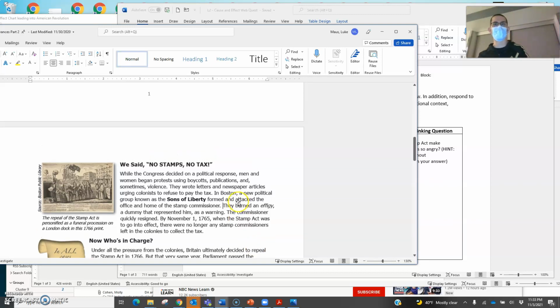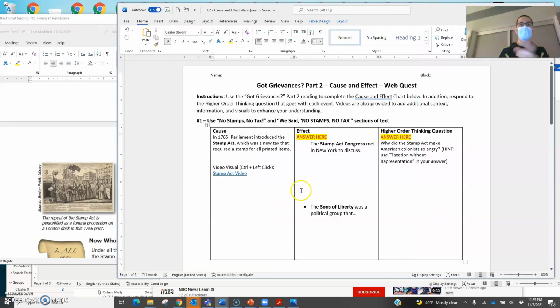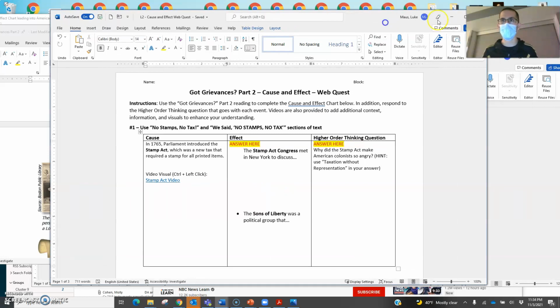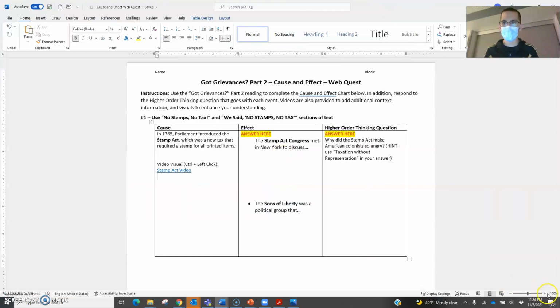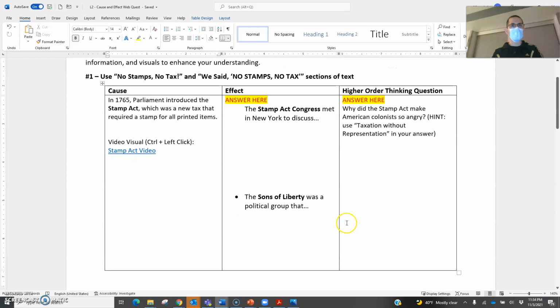Okay, we have just read those 2 sections of the text. We now need to take a look at our particular chart. So we see our cause here. I don't need to answer anything because it does not say answer there. In 1765, Parliament introduced the Stamp Act, which was a new tax that required a stamp for all printed items. If I want to watch an additional video about that, all I have to do is hit Control and left click over this particular link, and I can open it up if I want to.